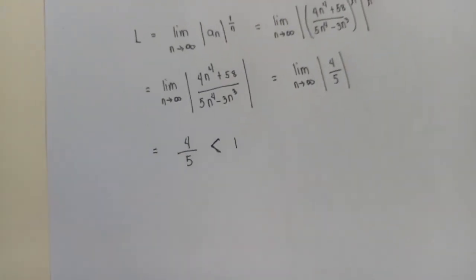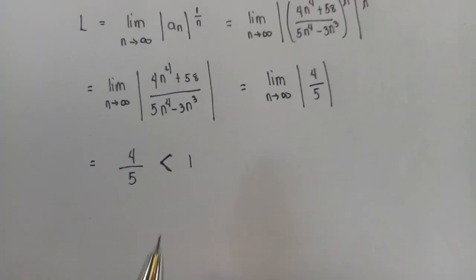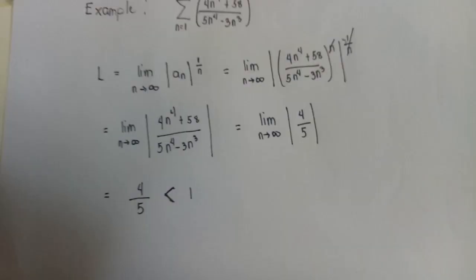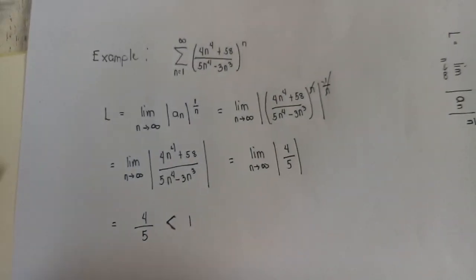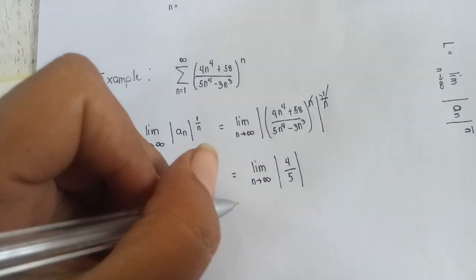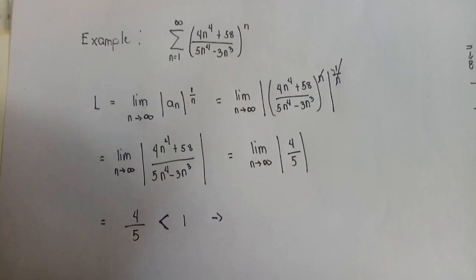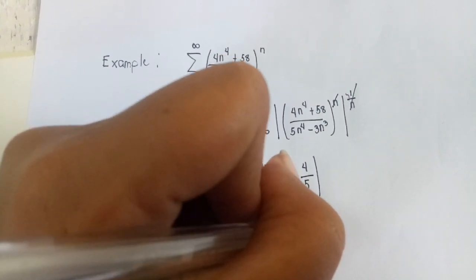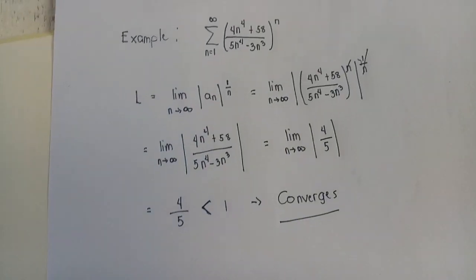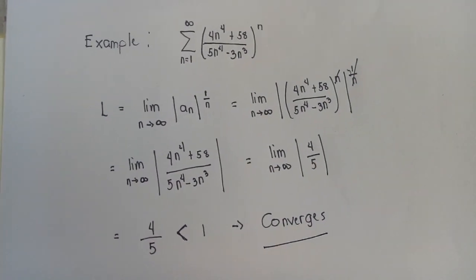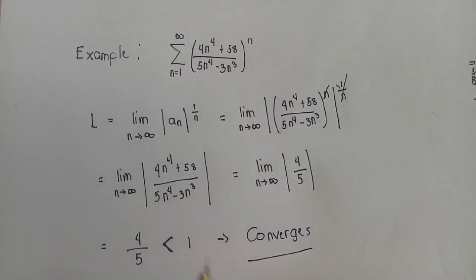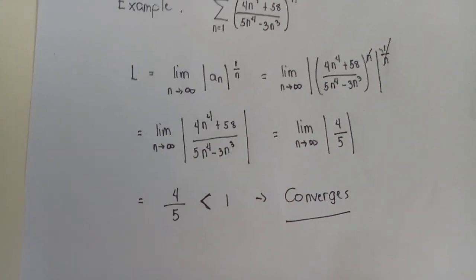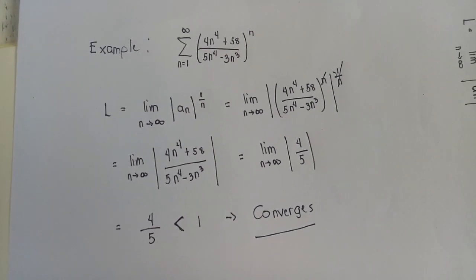According to the rules, if the limit is less than 1, then it converges. So our example, or this series, converges. That's it on how to use the root test to determine if a series converges or diverges. So that's all.